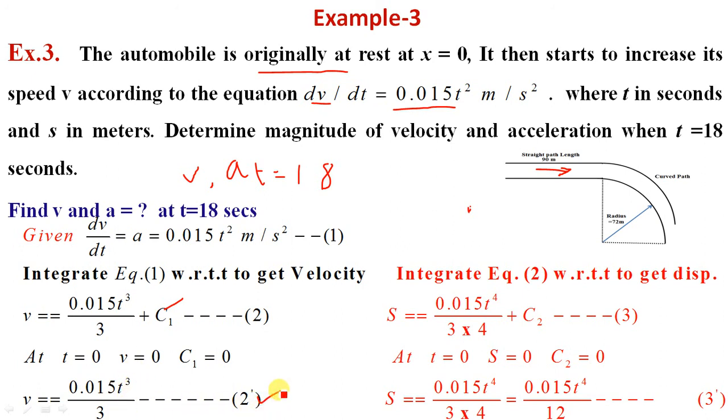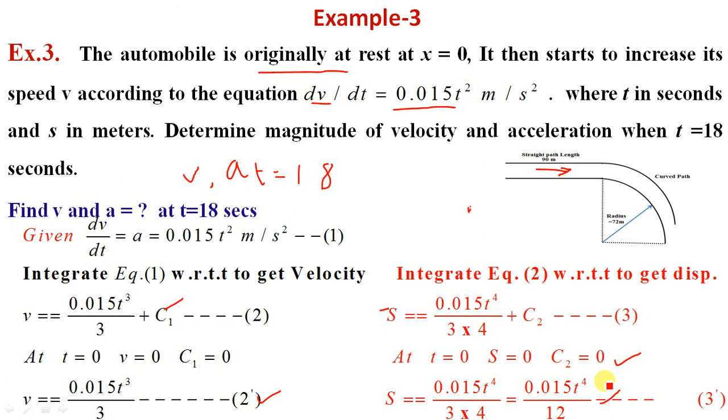Let's call it equation number 2. Now again integrating the equation of velocity, you will get the displacement, that is s equal to 0.015 t raised to 4 upon 12, that is 3 into 4. Now again substitute the condition: initially it is at rest, starting from the origin. So x is equal to 0 when t is equal to 0. Substituting that value, you will get c equal to 0. So your equation becomes s equal to 0.015 t raised to 4 upon 12, which is your equation of displacement.